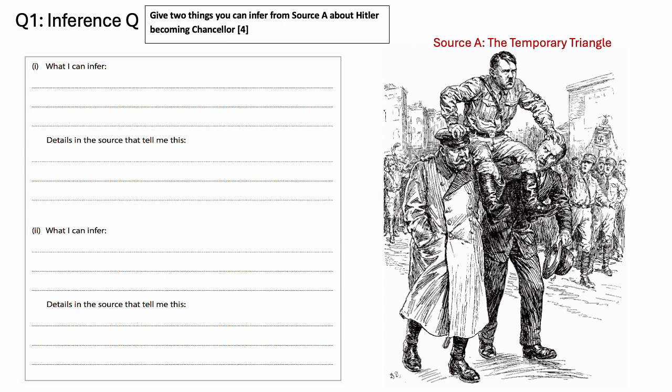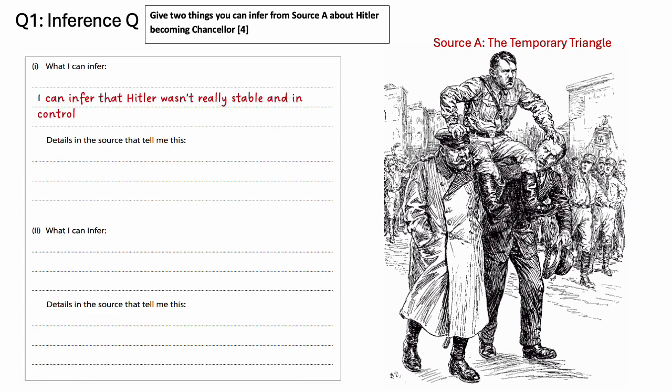Alright, so we've got to do 2 from this source. It's called the temporary triangle. We need to give 2 inferences. So pause the video, have a quick go at that. Just put 2 in your notes, in your Google Doc, or whatever you're making your notes, and then come back to the video and I'll give you a couple of examples of what could work for this. Okay, hopefully you've got a couple of practices there that you've done.